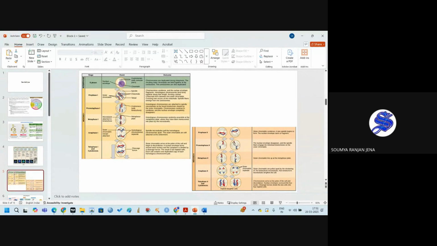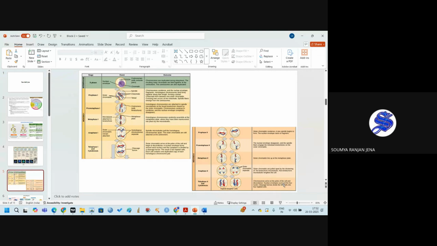The sister chromatids line up at the metaphase plate in metaphase, and these sister chromatids are pulled apart by the shortening of the kinetochore microtubules, and the non-kinetochore microtubules lengthen the cell. Then the chromosomes arrive at each pole. Here is one pole, here is the other pole, and nuclear envelopes form around four nuclei. Here is one, this is two, this is three, and this is four.